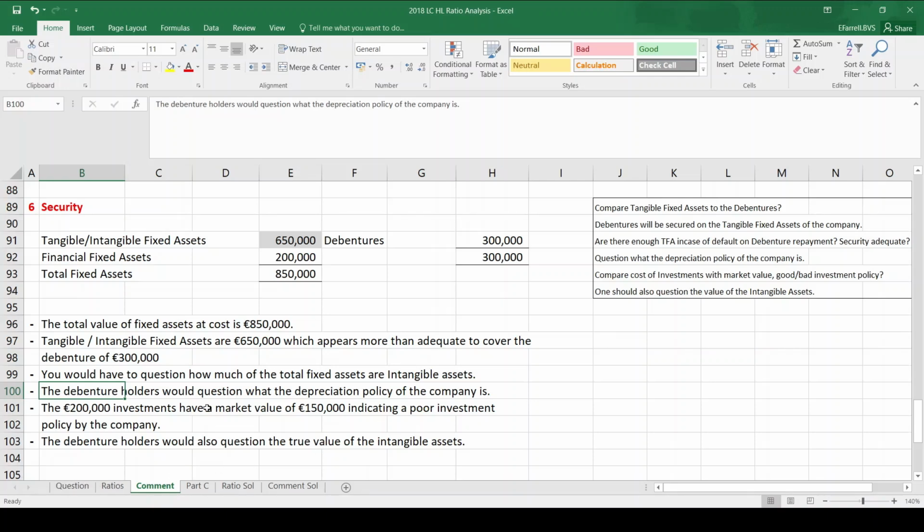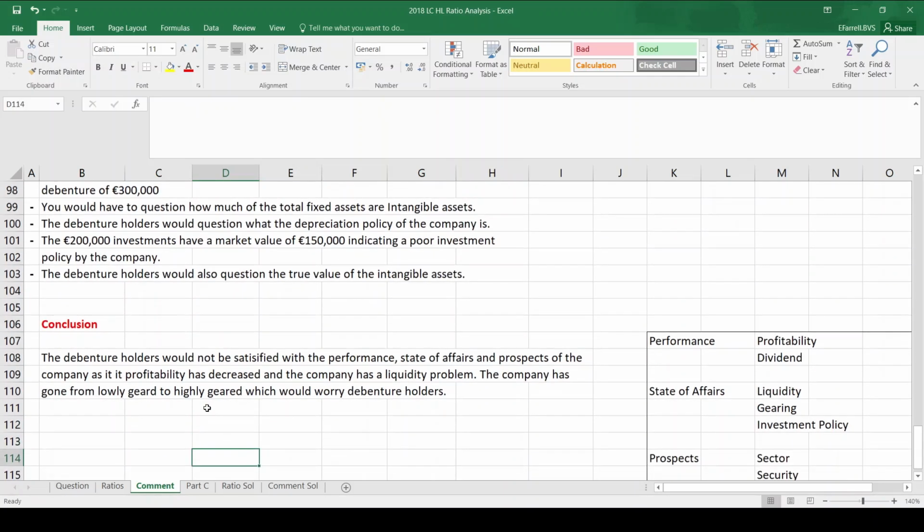Okay, so that is part 6 done. So now I just write some sort of a conclusion, okay? So the conclusion I would come up with is the debenture holders will not be satisfied with the performance, state of affairs and prospects of the company, because that's what we were asked, as its profitability has decreased and the company has a liquidity problem. The company has also gone from lowly geared to highly geared, which would worry the debenture holder.